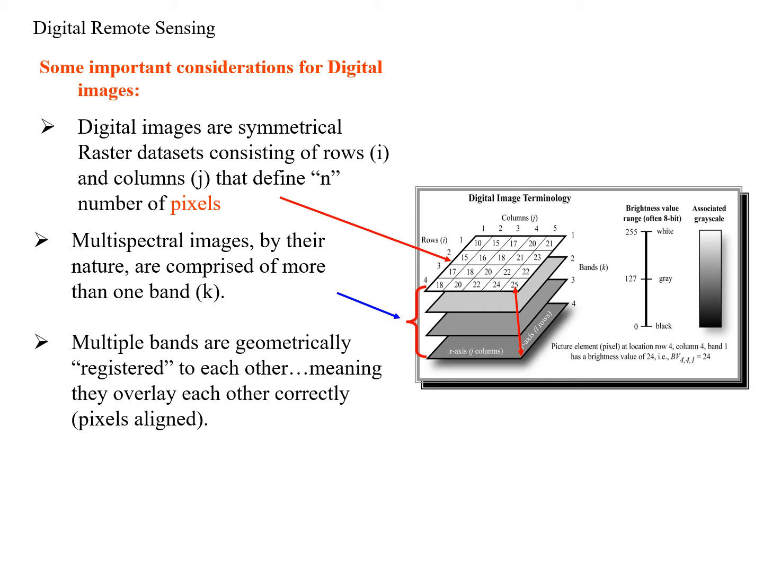Multispectral images, by their nature, are composed of more than one band, with each band being sensitive to a different part of the spectrum. And then the bands are geometrically registered to each other. That means that the same pixel, the lower left pixel in the top layer, is at the same location as the lower left pixel in the next band, et cetera. So in a multispectral image, no matter how many layers it has, we refer to those as bands.